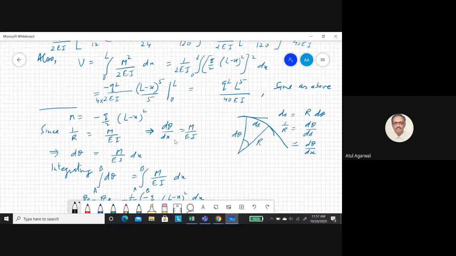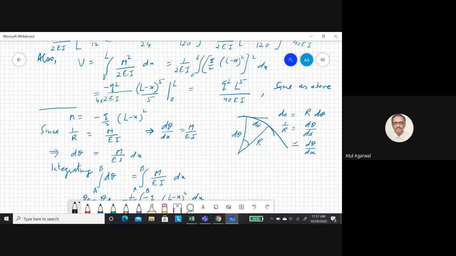Now I am finding deflection and slope by another method. Bending moment is given by this expression. Now you know 1 by R is M by EI. So this is your cantilever which has bent. At this position, this is a tangent. At this position, this is a tangent. So this arc length is ds. You draw a perpendicular to each tangent, and this is the angle between these two lines. So this d theta shows the amount of rotation of the tangent over this length ds.